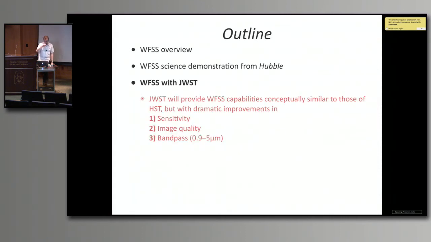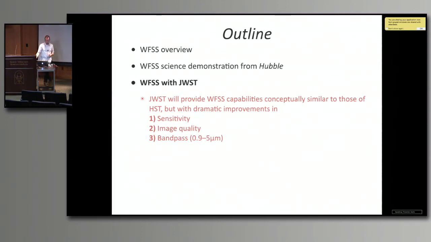Okay. So I'll move on now to talk about capabilities. Basically, the data and the properties of the observations will look very much like everything I've shown before. But JWST is going to provide great improvements over Hubble, particularly in sensitivity. It's obviously a much bigger mirror, and also image quality at factors of 2 or more better than Hubble. And also, I think interestingly, increasing the bandpass, particularly for slitless spectroscopy.